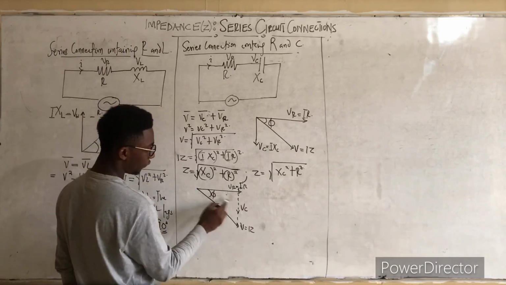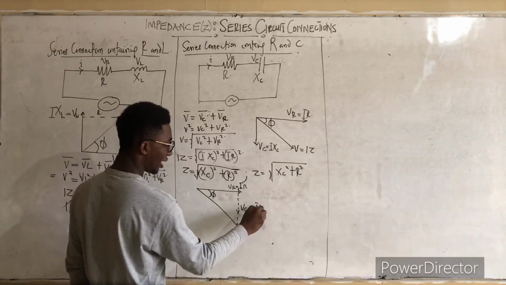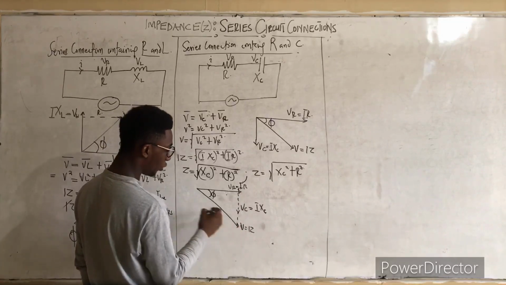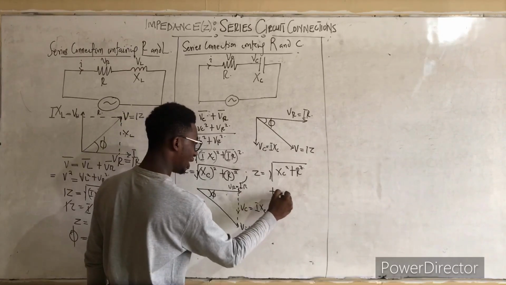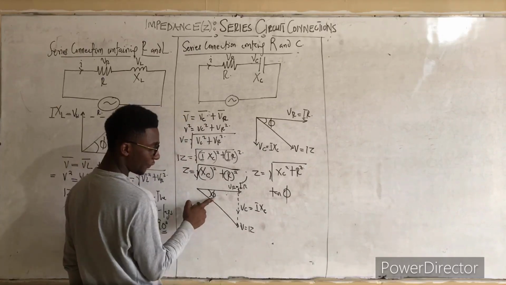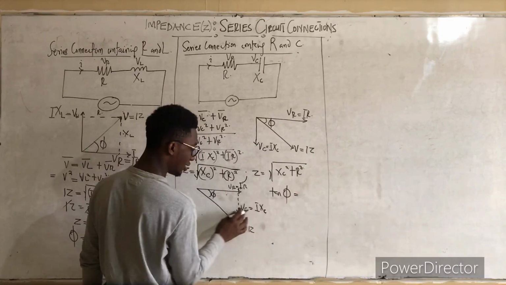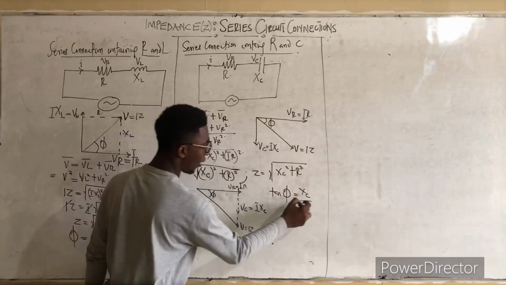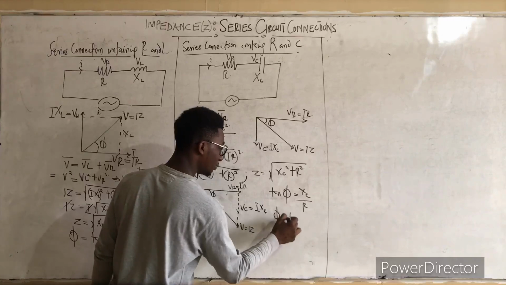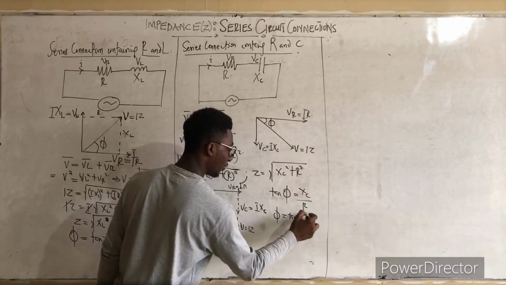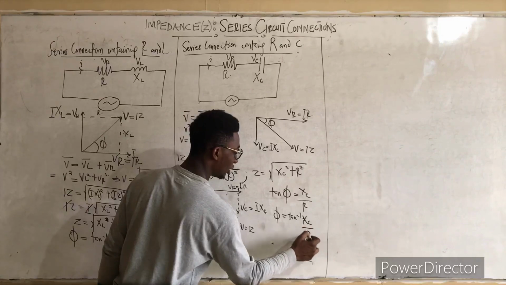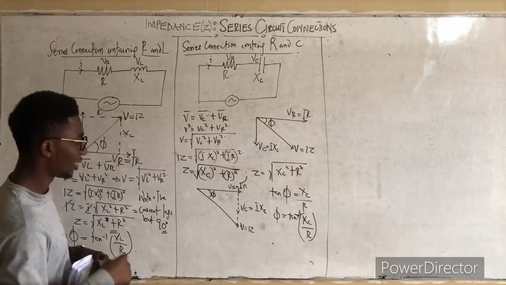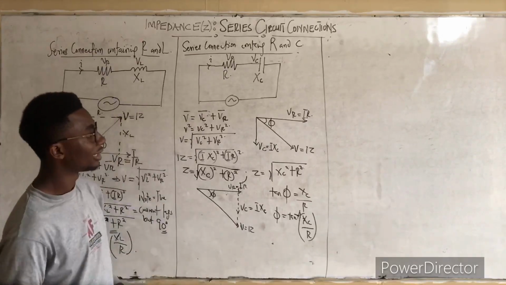So now, if you want to find this side, this one gives us IXC. The current is always the same. So if you want to find this one, it is tan theta. Tan of phi, that is the phase angle, is equal to opposite over adjacent. So opposite, we are taking the XC divided by adjacent, which is the R. So therefore, phi becomes the tan inverse of XC over R. Okay. And this is how we find the phase angle when they are connected in series.